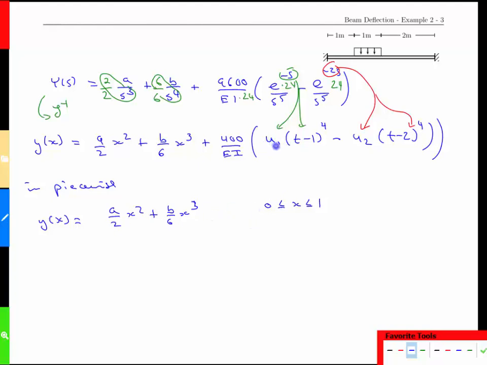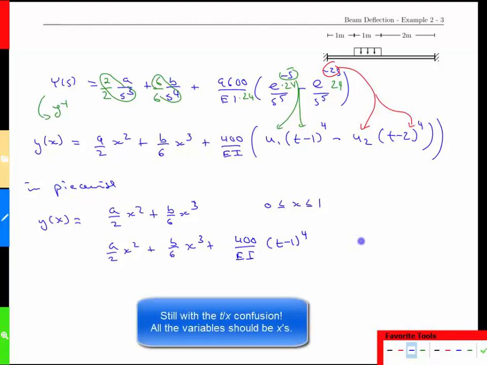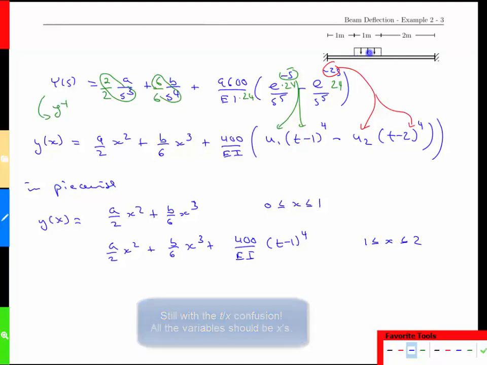Later on, when u1 is activated at x equals 1, we're going to have exactly those same terms plus the contribution of this term here, 400 over EI times (x minus 1) to the 4. And that will apply for 1 to 2 for our x values, so in the domain where the load is actually being applied.